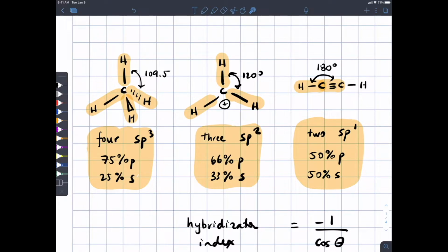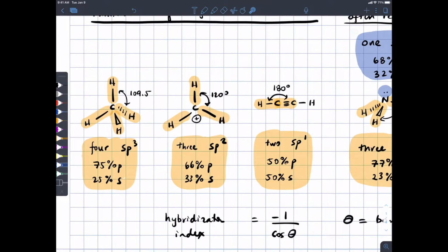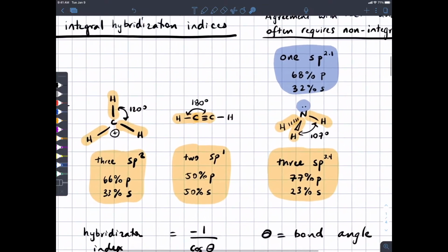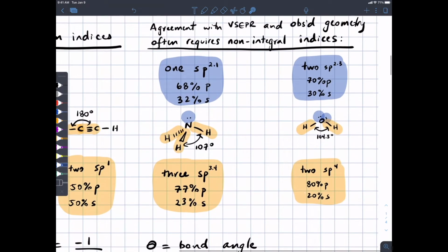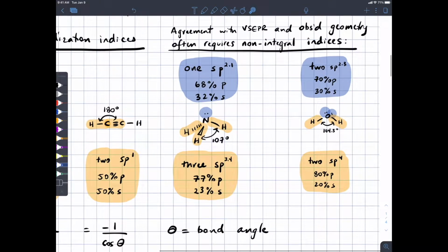All those numbers mean is these numbers give you a sense for what percentage s versus p each orbital is. So, in a broader sense, the hybridization index can be something else depending on what this bond angle is. And more broadly, it's defined as -1 over the cosine of the bond angle. The minus is because all of these bond angles presumably are greater than 90 degrees, so you don't want a negative number. Anyway, let's look at some molecules that have non-integral hybridization indices.